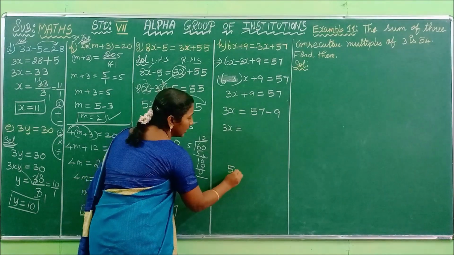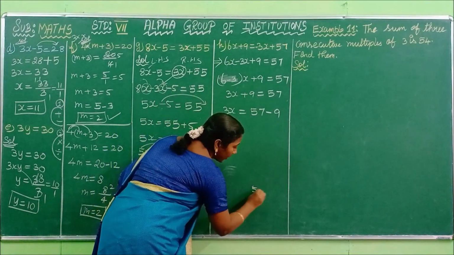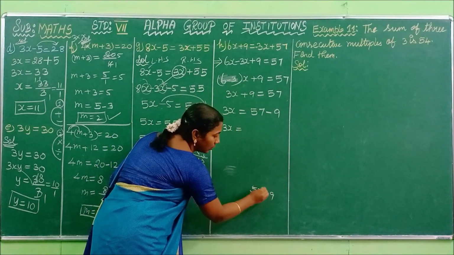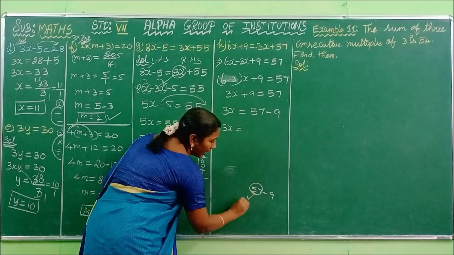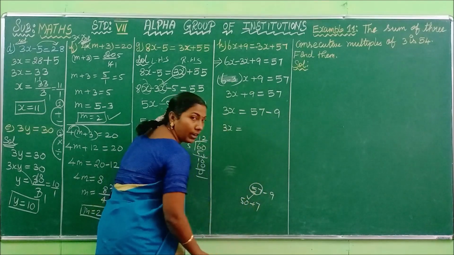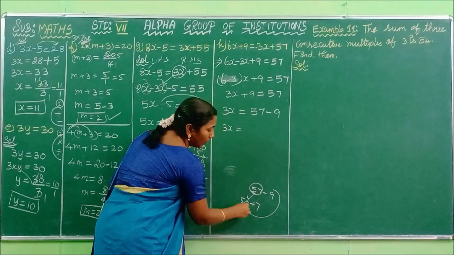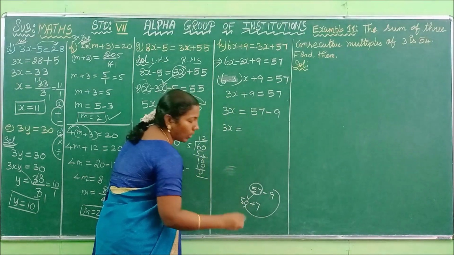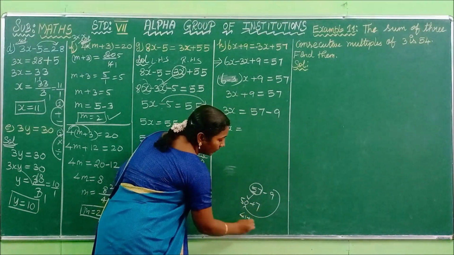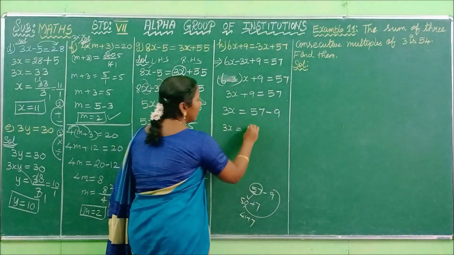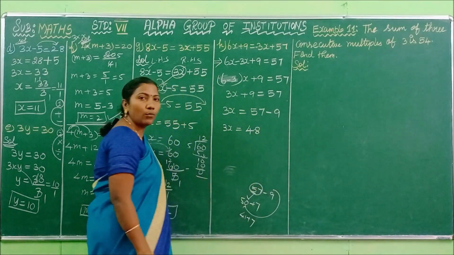Suppose if your question is like this, 57 minus 9, first you separate the 57 as 50 plus 7, and then you subtract the 9 from 50. What is your answer? 41. And then add the 7 with 41. What is your answer? 48. So your answer is 48.